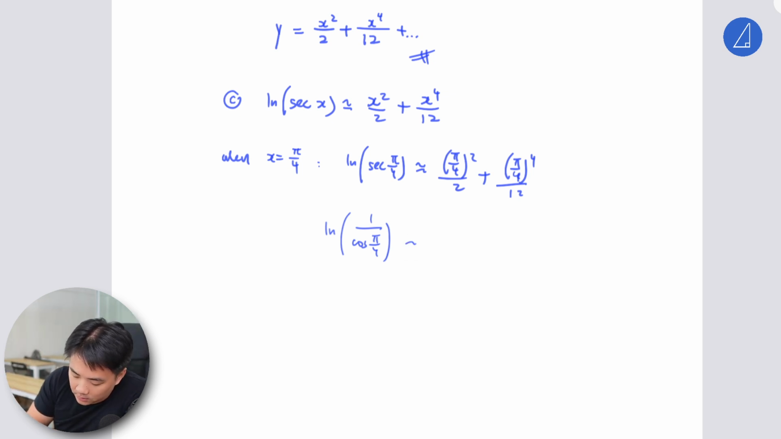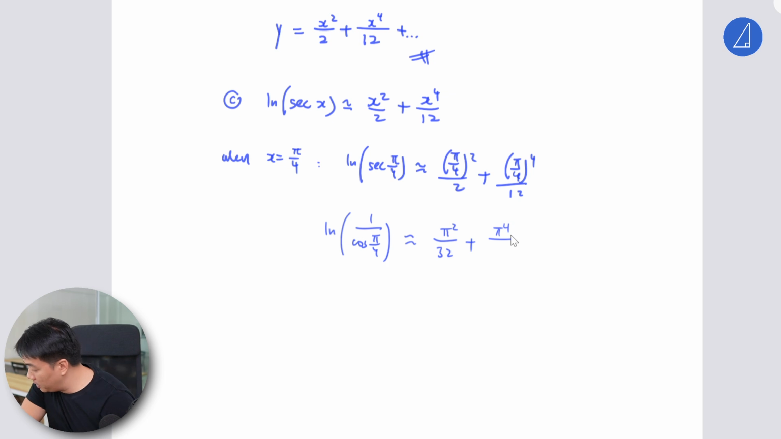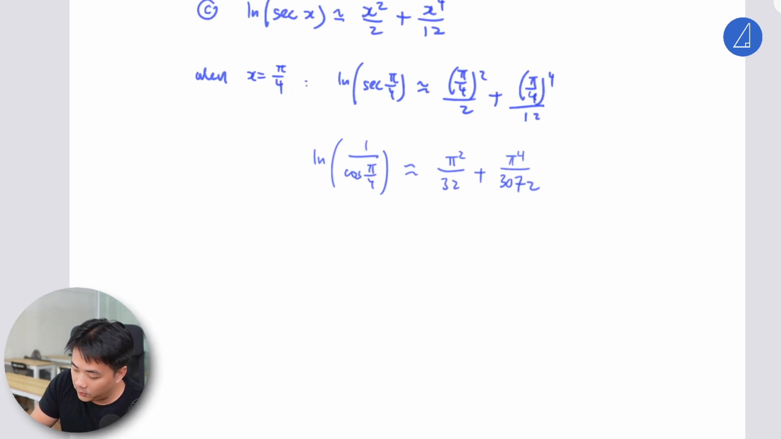Then we just gonna do this. This is pi squared over 32. Then I'm not sure, this is quite a huge number. Let me check. Here will be pi to the power 4 over 3072. Okay, so I think it's not too bad.